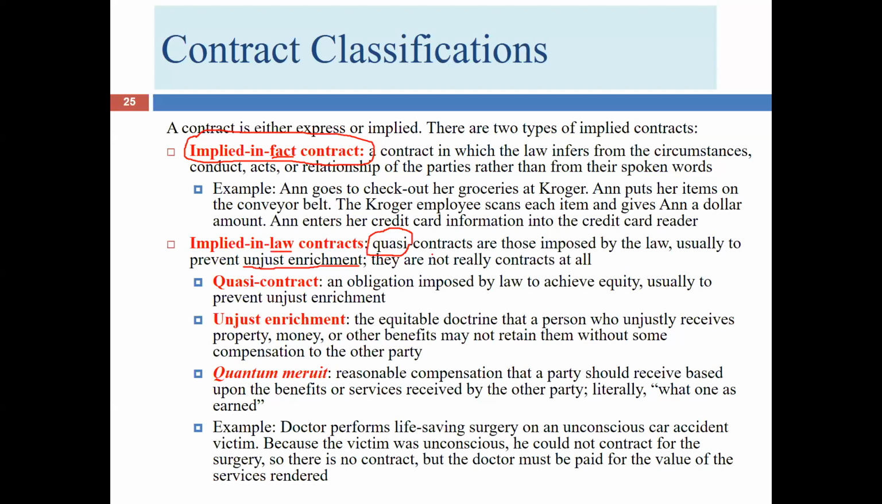Okay, so here's our definition of quasi-contract. A quasi-contract is an obligation imposed by law to achieve equity, usually to prevent unjust enrichment. So it's imposed by law, but it's not something that is a contract itself. We call it an obligation, but we don't call it a contract.